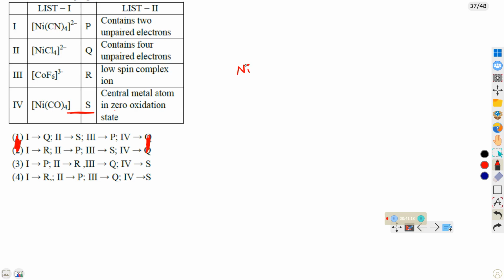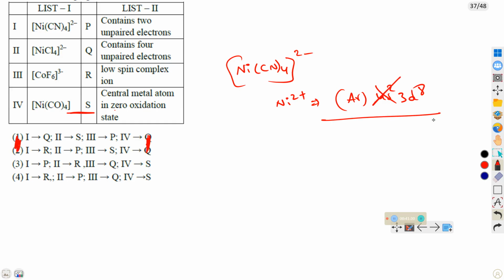Ni(CN)4 2 minus. Nickel is in plus 2 oxidation state. Argon 4s2 3d8, remove 2 electrons. 3d8 configuration, CN is a strong ligand, so the number of unpaired electrons is 0, and it is a low spin complex. Correct option is the fourth option.